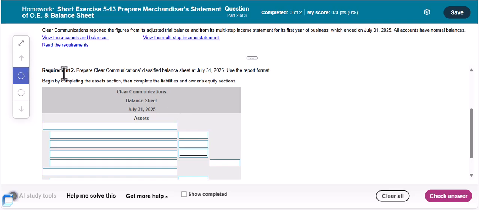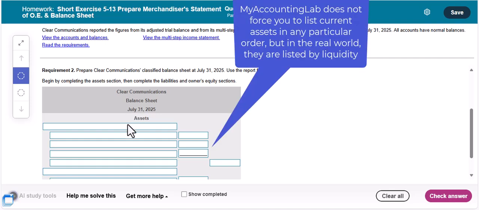Okay, now we are moving on to the balance sheet here. So requirement 2, prepare Clear Communications classified balance sheet at July 31st, 2025. Use the report format. Begin by completing the assets section, then complete liabilities and owner's equity sections. So classified balance sheet here just means that you break up the assets into current assets and then long-term assets, also called property, plant, and equipment. And then liabilities would be split between current liabilities and long-term liabilities. So we have to begin here now with the assets section. And what comes first in the assets section? It is current assets.